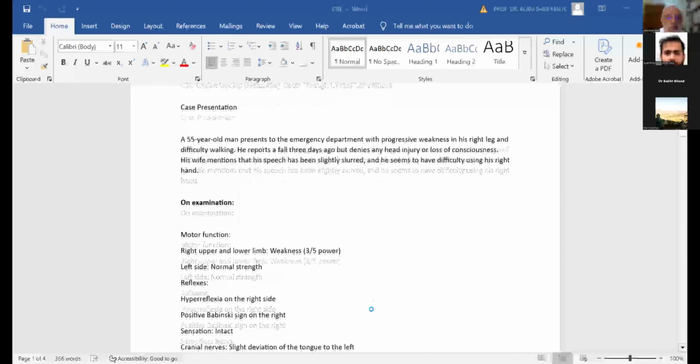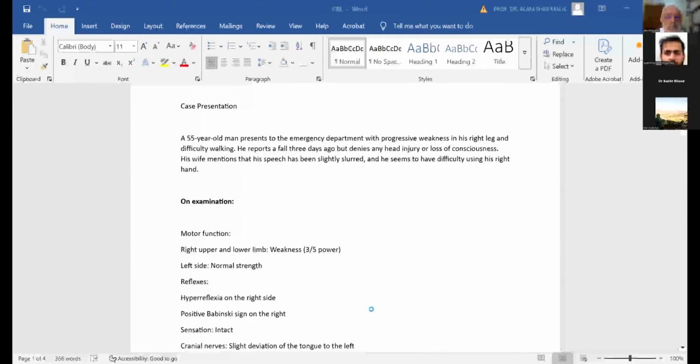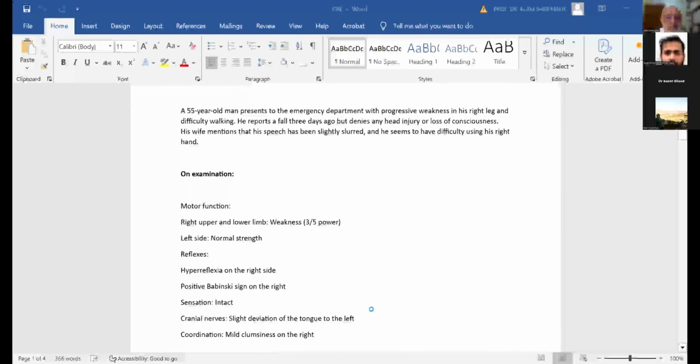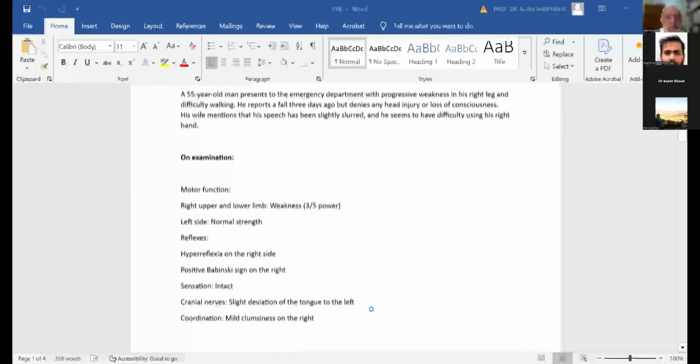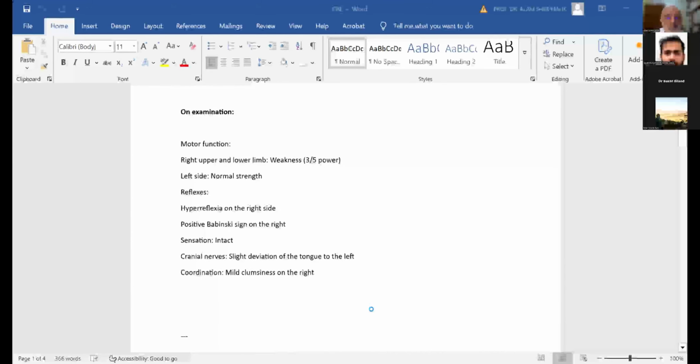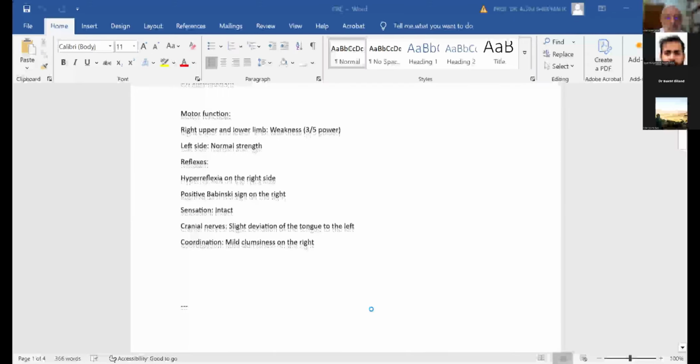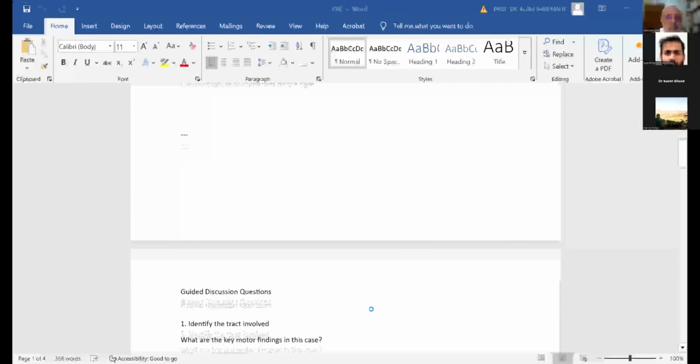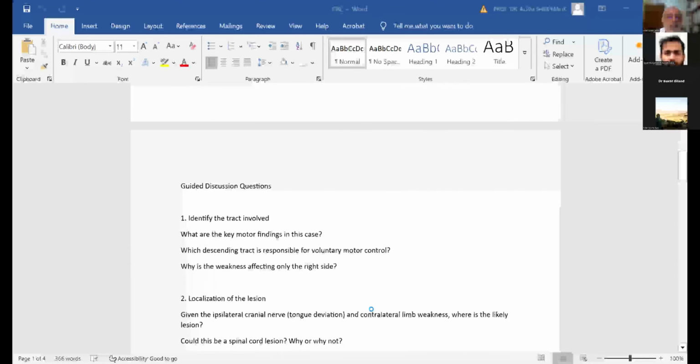Motor functions: the students are going to find out what the motor findings are: right upper and lower limb weakness, and the power is 3/5. The left side strength is normal. The reflexes show hyperreflexia on the right side, positive Babinski on the right, and sensations are all intact. In the cranial nerves, he has slight deviation of the tongue to the left side, and he's mildly clumsy on the right side. Then there are going to be guided discussion questions.